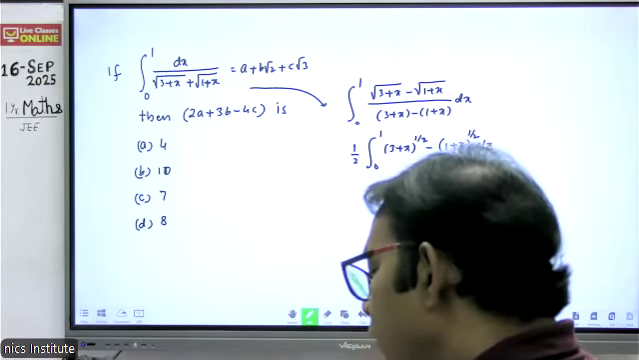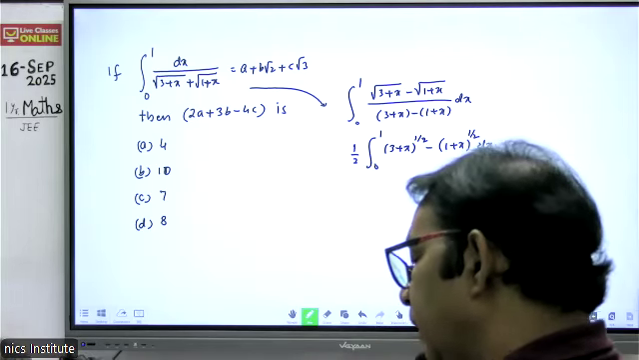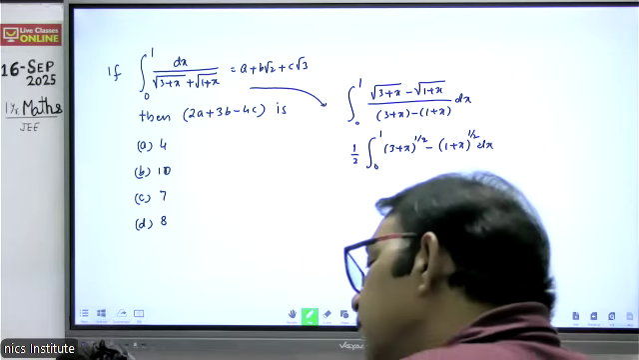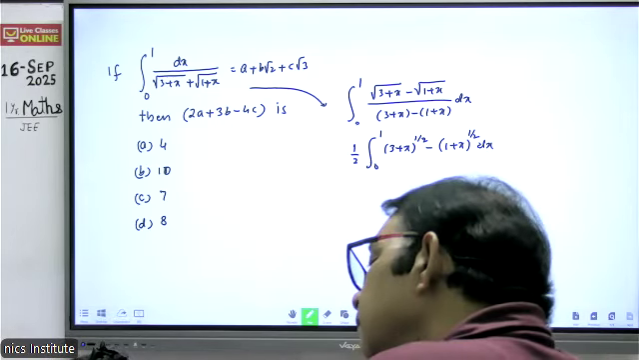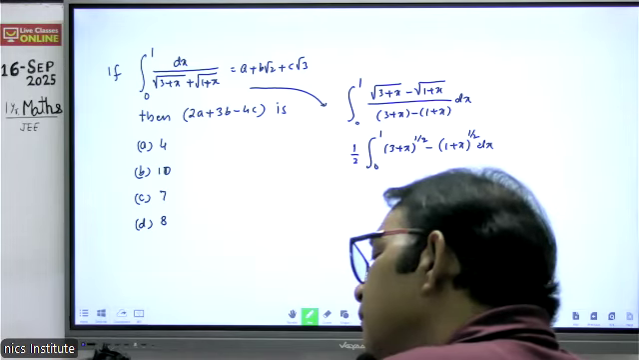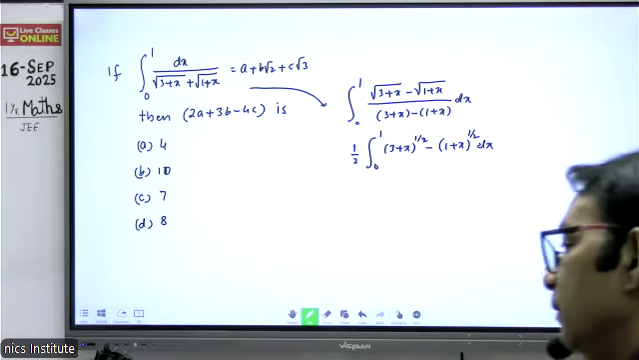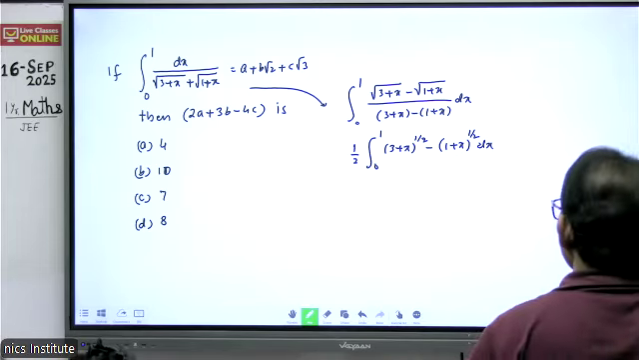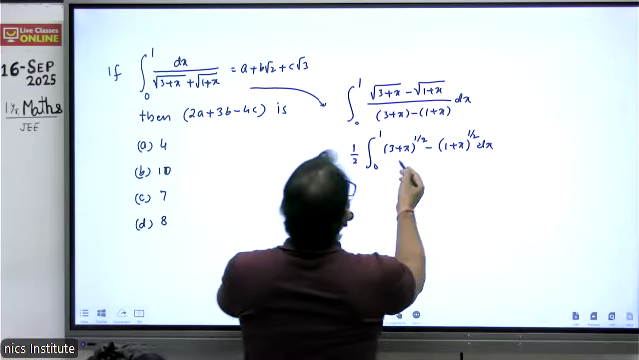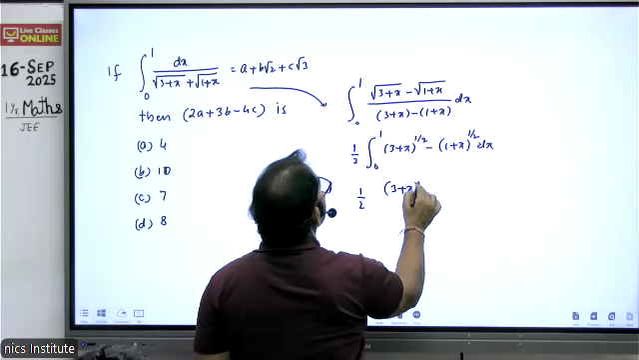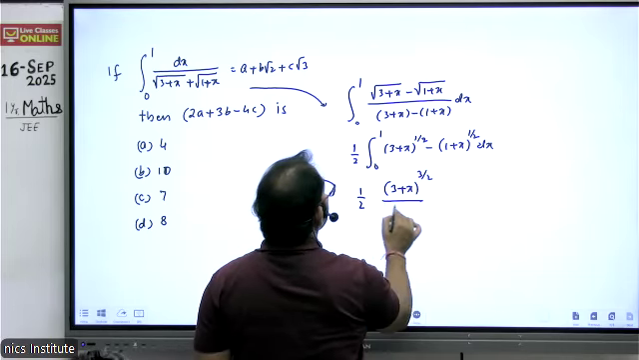Yes, now you integrate. Take it out, and now integrate. What are you doing? After rationalizing, why are you substituting and making it so long? There's no need of substitution. This is a linear function. Integration of 3 plus x would be (3 plus x) to the power 3/2 by 3/2.